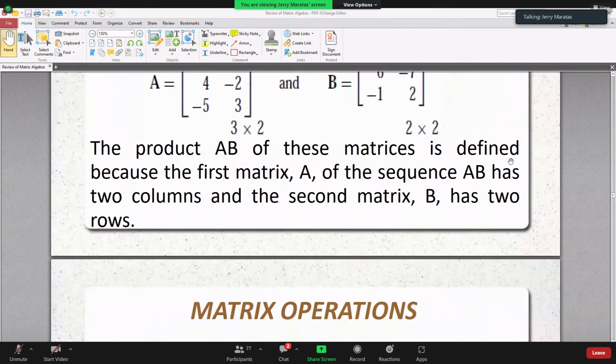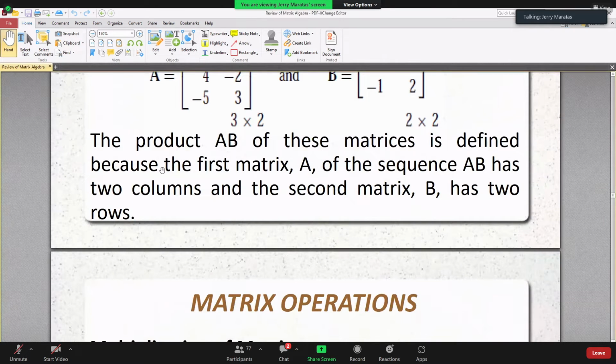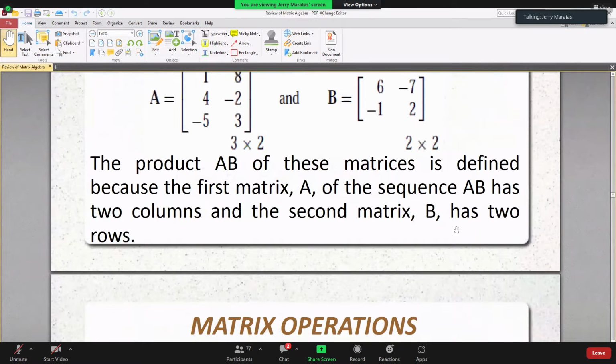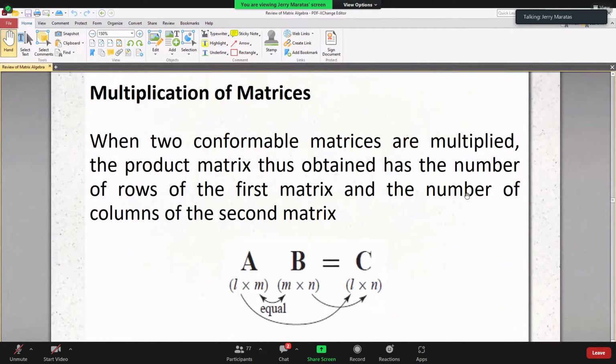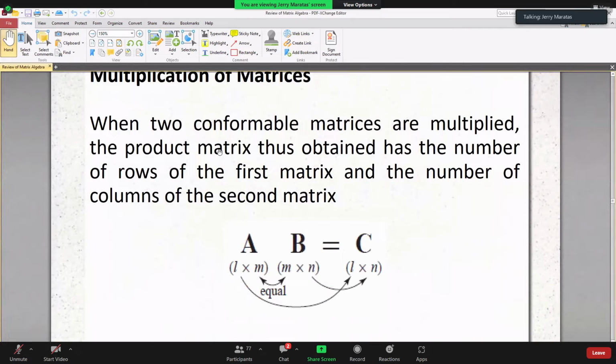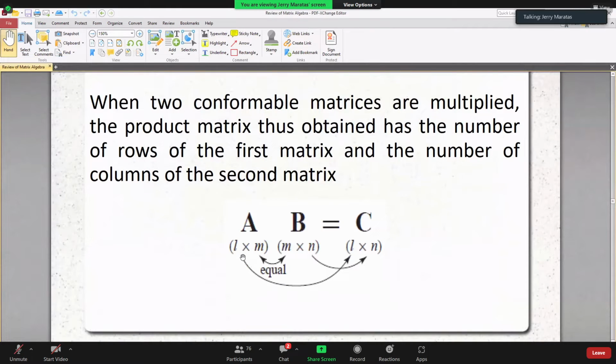So the product AB of these matrices is defined because the first matrix A of the sequence AB has 2 columns and the second matrix B has 2 rows. When two conformable matrices are multiplied, the product matrix thus obtained has the number of rows of the first matrix and the number of columns of the second matrix. So, as I emphasized a while ago, L times N.